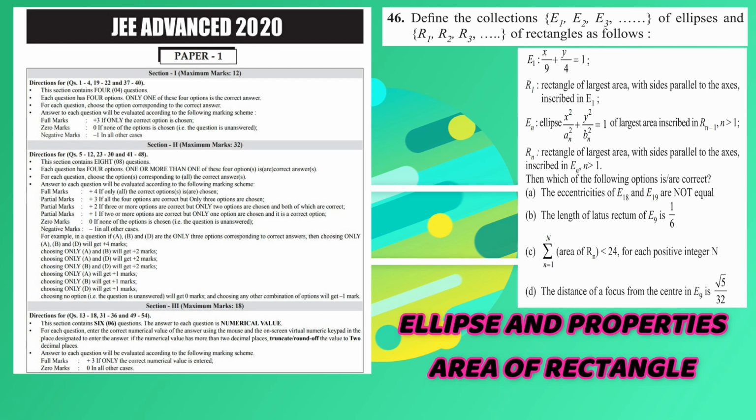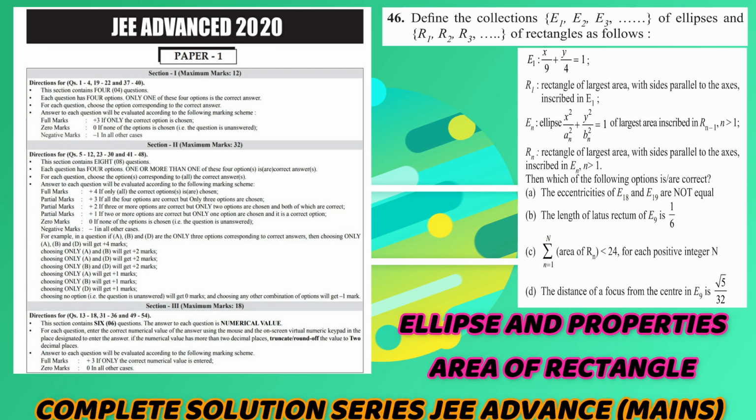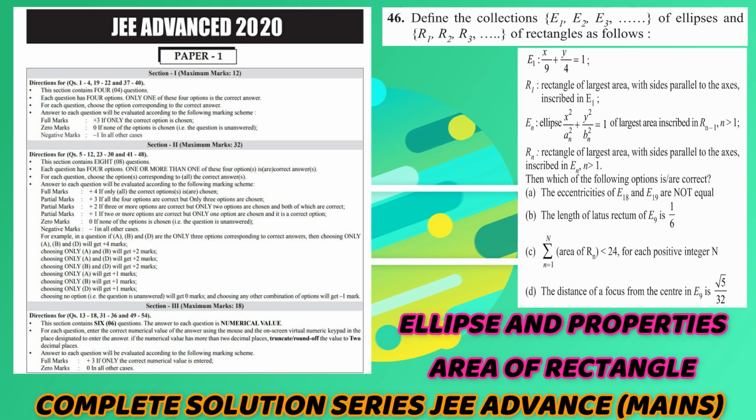So in today's video, I'm going to explain one of the previous year questions from JEE Advanced, which is completely based on conic sections, and within conic sections, on the ellipse. For solving today's question, we first need to know eccentricity, latus rectum, and some other results like the area of a rectangle and so on. So let's get started with today's lecture.